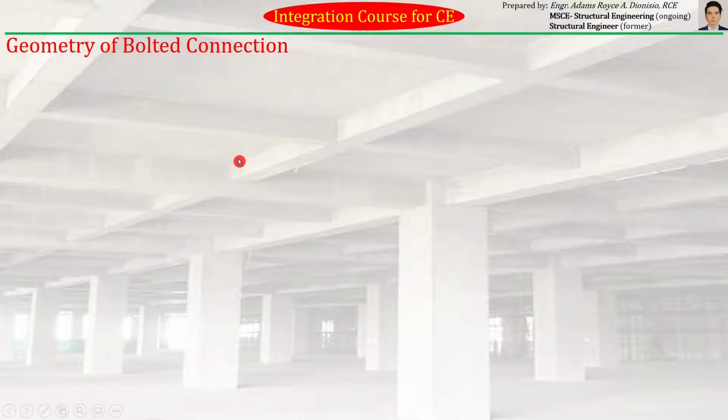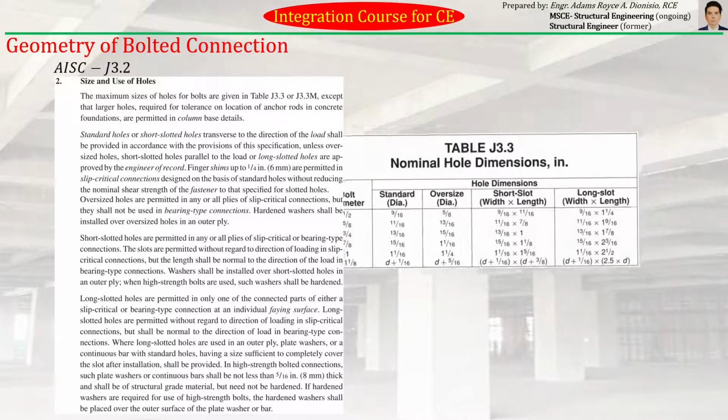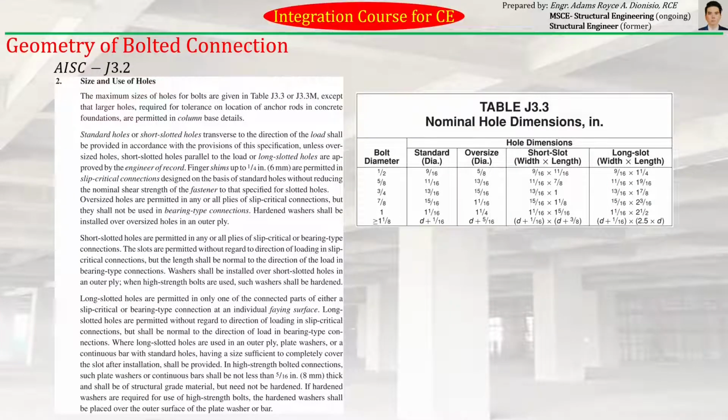Next part for connections ay yung geometry of bolted connection. So if you will try to refer sa AISC J3.2, you can see there the corresponding size and use of holes. Ito yung mga code provisions for finding the corresponding size of holes. Okay. So yung mga size ng hole natin, pag sabi natin nominal yung size ng hole, ibig sabihin lang nun, yung hole natin, or yung mismong hole, ay equivalent dito sa mga nominal dimensions na nakalagay dito.